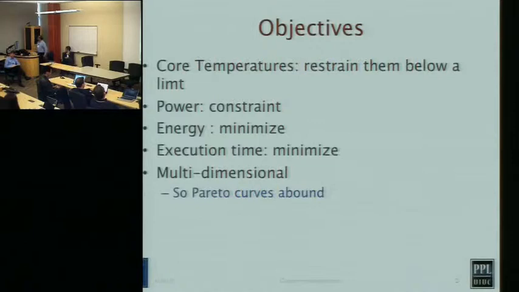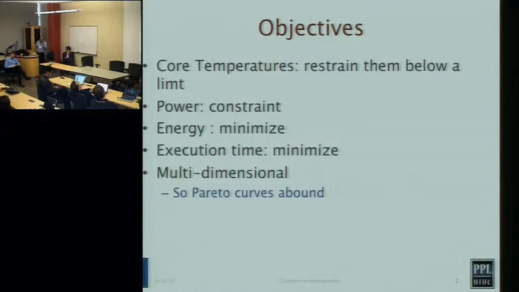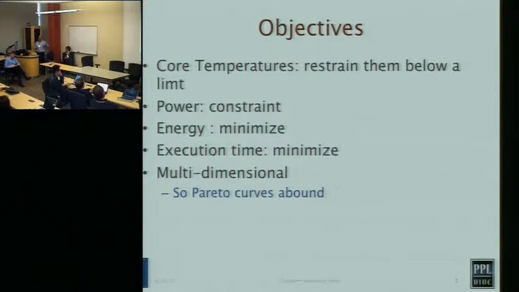Well, the objectives in this domain are: we want to restrain, as I learned this morning, the core temperatures within a limit. We want to use the power as a constraint. You don't want to draw any more than X megawatts. You want to minimize energy. You want to minimize execution time. Since you have two things to minimize, trade-offs become the order of the day.